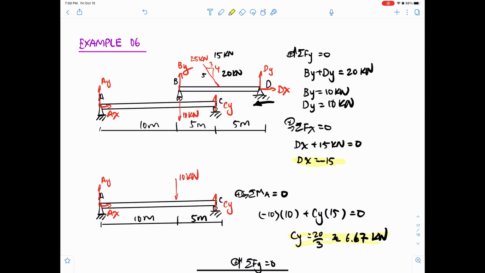So again, it might look like a tricky problem, but it's really not. It's more intuitive than anything. And more examples to come.